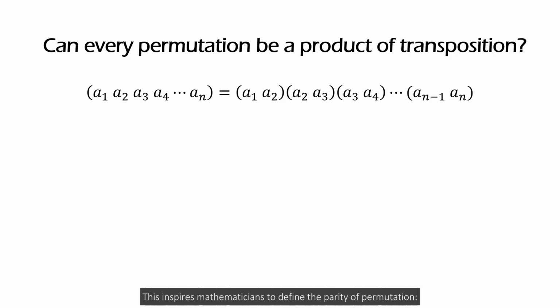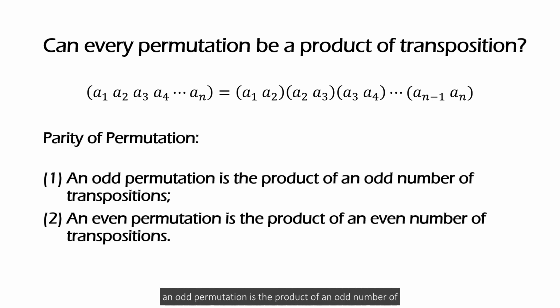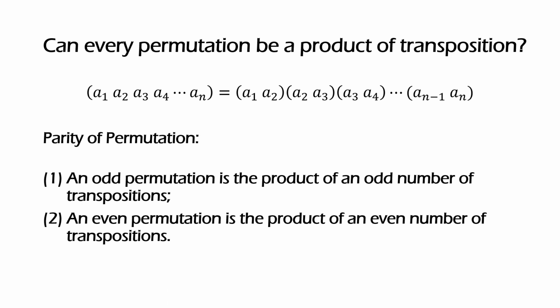This inspires mathematicians to define the parity of a permutation. An odd permutation is the product of an odd number of transpositions, whereas an even permutation is the product of an even number of transpositions.